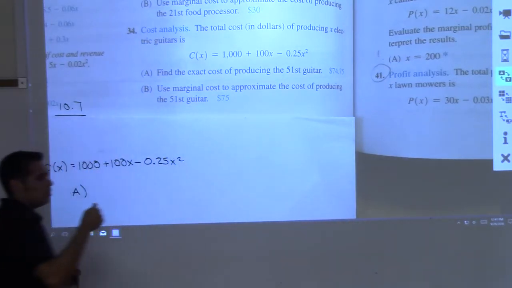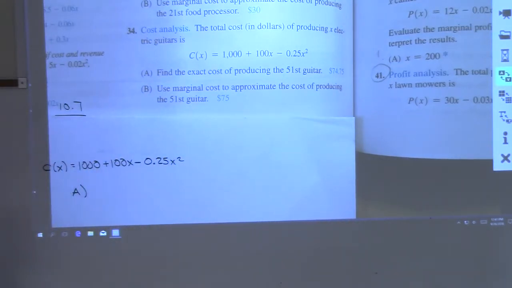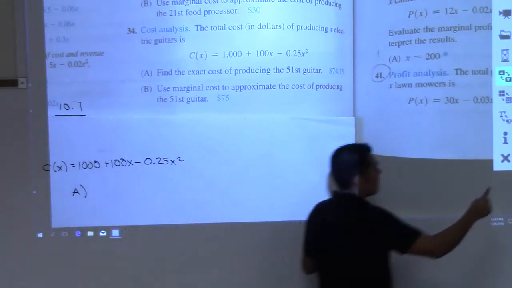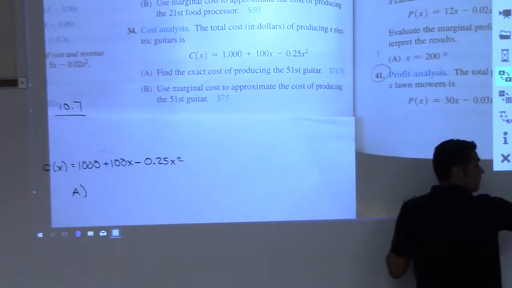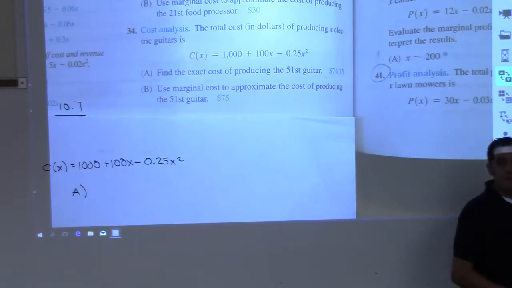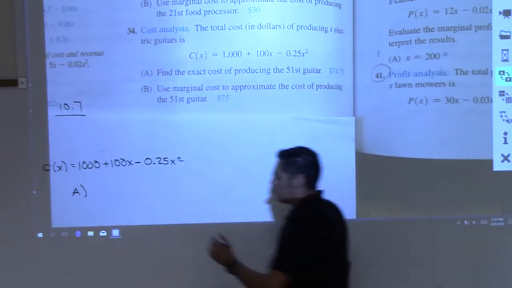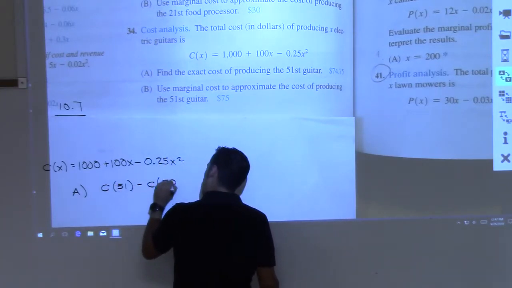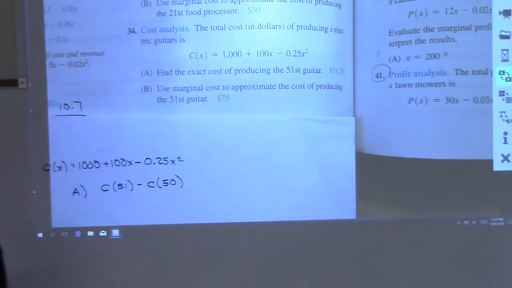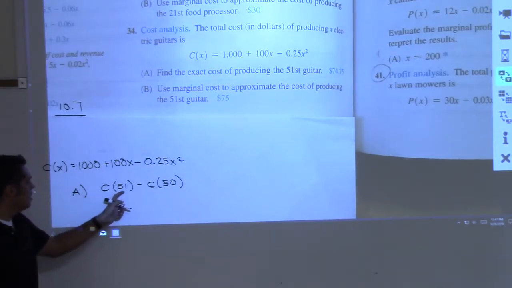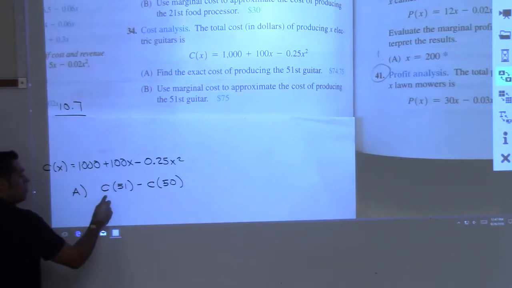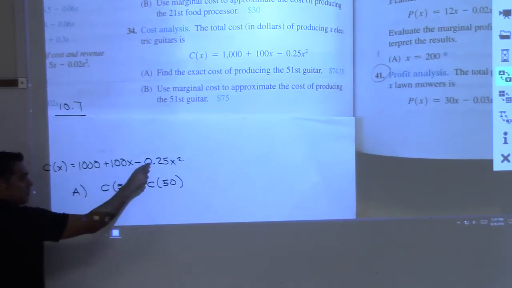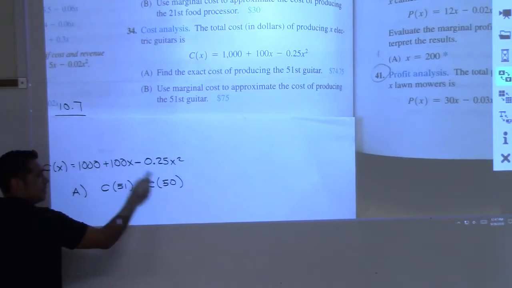If we want to know the cost of producing the 51st guitar, I'm going to do the cost of the 51st guitar minus the cost of the 50th guitar. All right? So the cost of the 51st minus the cost of the 50th. Make sense? That will give us the cost of making that next one, from 50 to 51. All right, so how do you find the cost of producing the 51st guitar, or the cost of producing 51 guitars? Plug in 51 into that. And then subtract from that, plugging 50 into that.